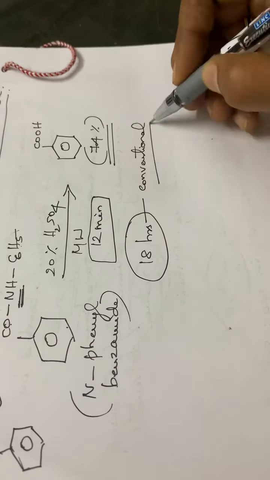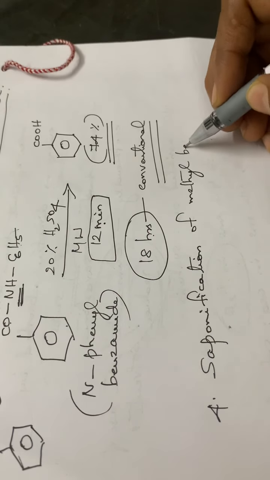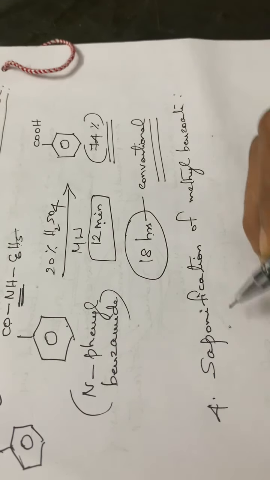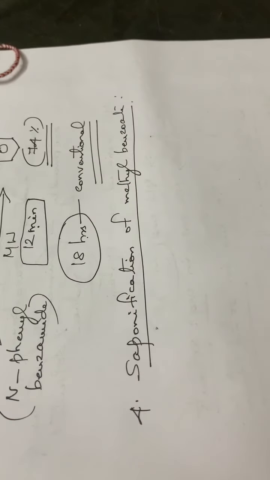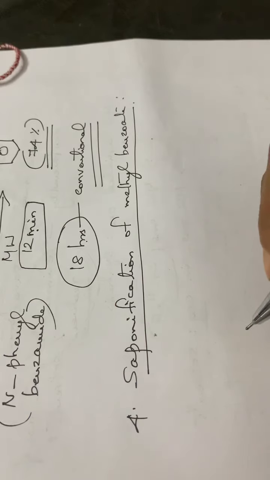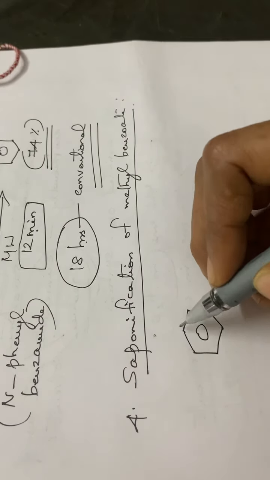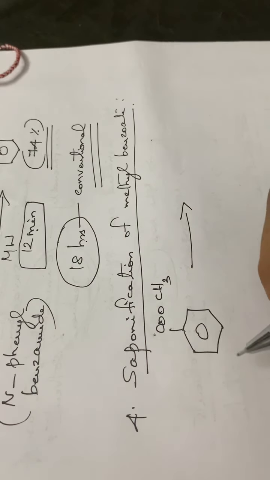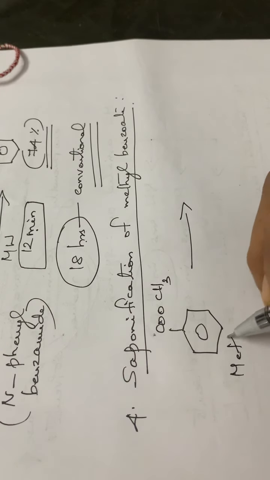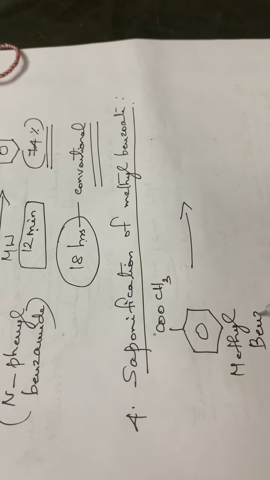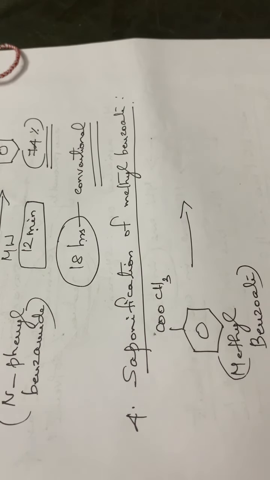Then the next reaction is the saponification of methyl benzoate. Here also we are using a microwave assisted reaction. Methyl benzoate is C6H5COOCH3, with the ester group COO. So this is methyl benzoate. I think in the textbook the name is written wrong; you have to correct it.